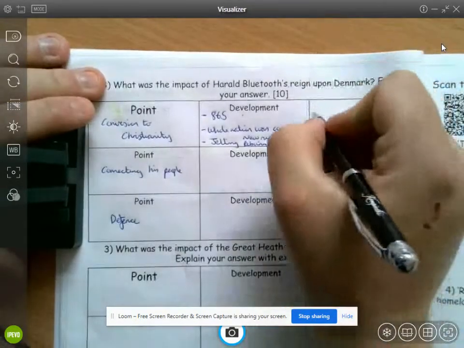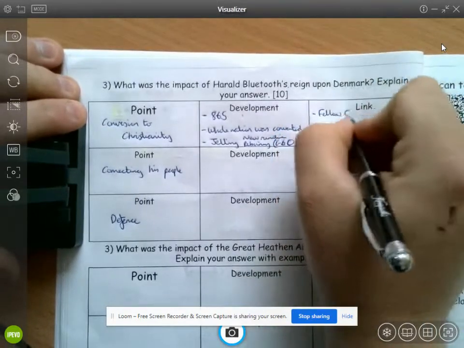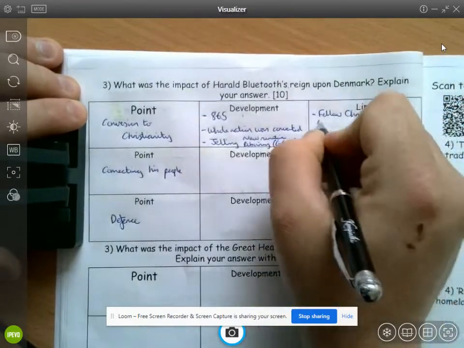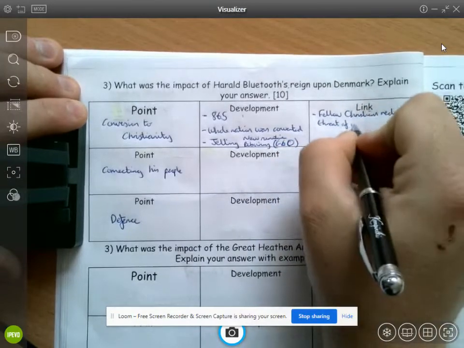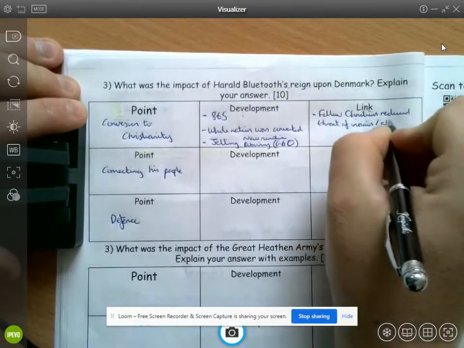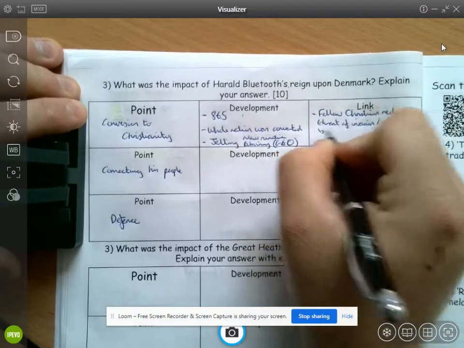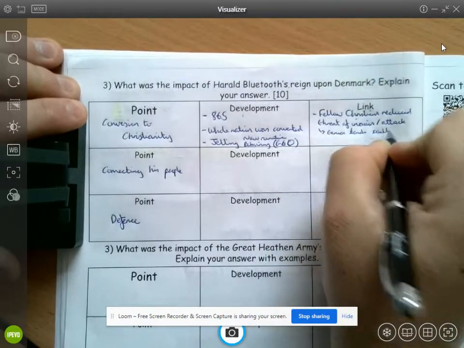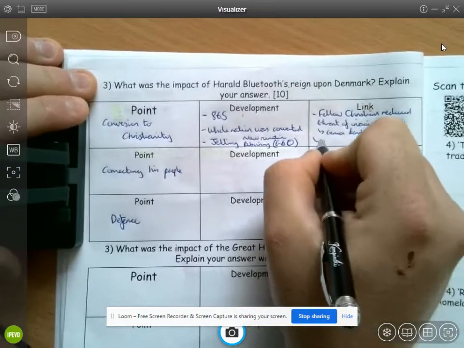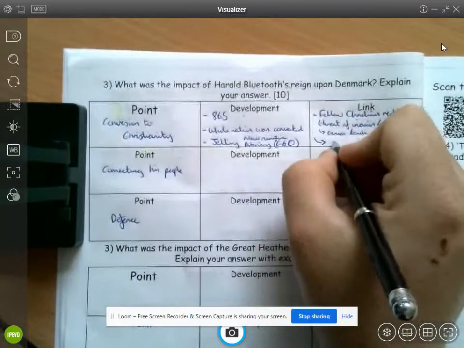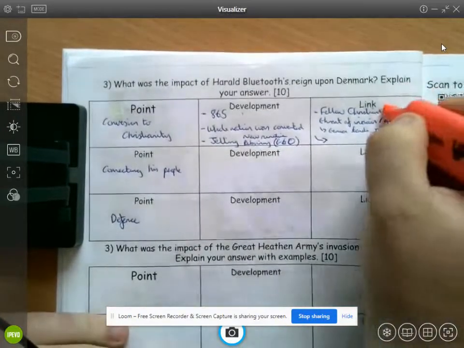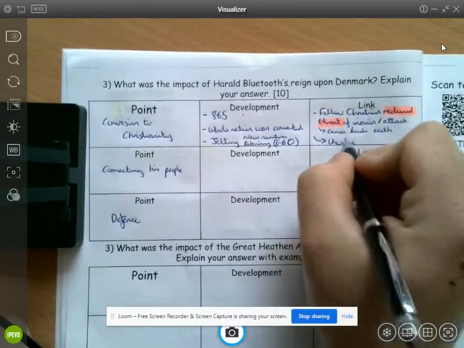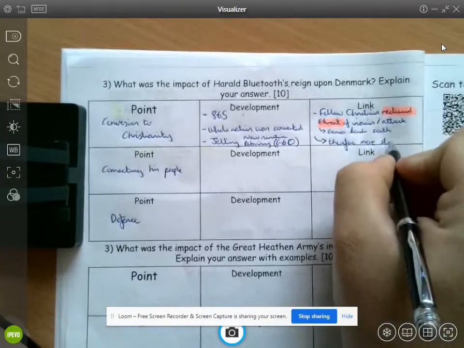Okay, so fellow Christians, reduced threat of invasion or attack, particularly German lands to the south. So what's the impact? I'm going to highlight that in pink. What is the impact? You can argue as a reduced threat and therefore more stable control.